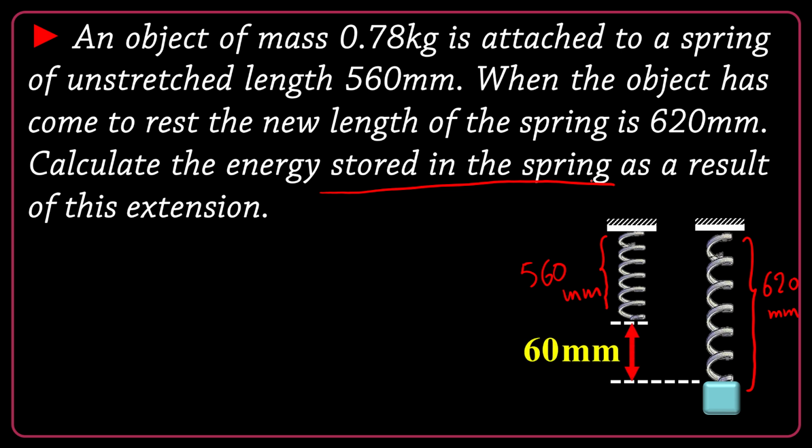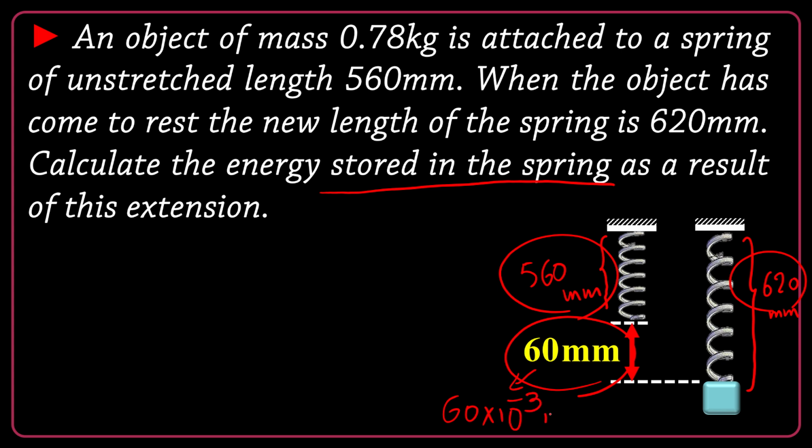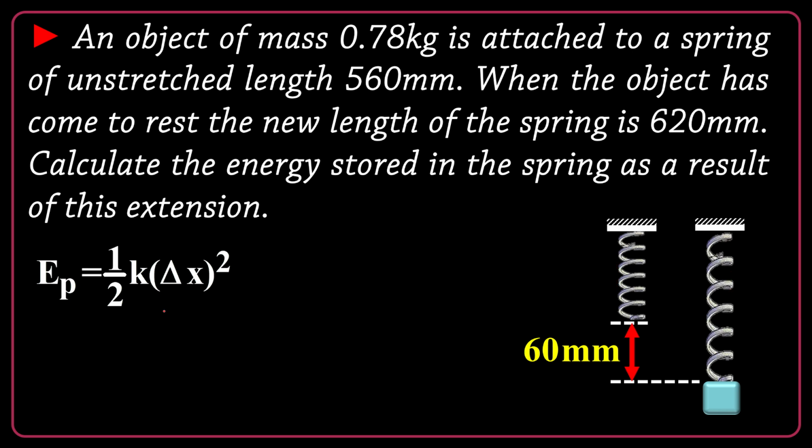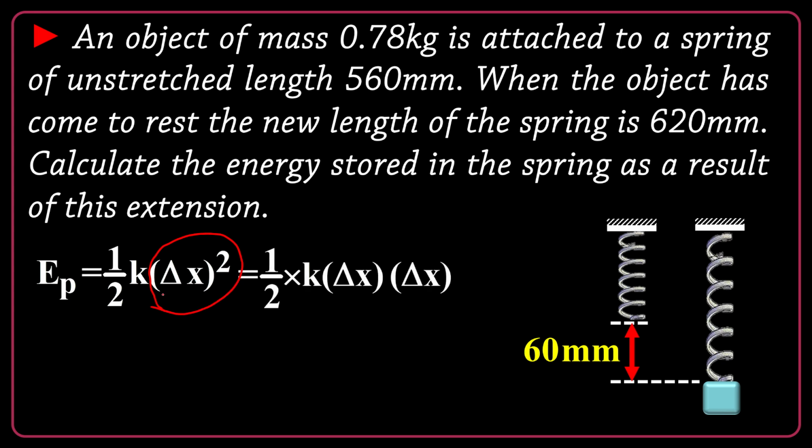Okay, let's start from the formula. Of course, you know that if you subtract these two, you will get the extension of 60 millimeter, or 60 times 10 to the negative 3 meter in SI units. I start from the main formula, a half of K delta x squared. I have a challenge here. Delta x is given, but I don't know anything about the spring constant. A very easy approach is this. Let's decompose delta x squared to delta x times delta x. Mathematically, it's the same, but it has benefits.